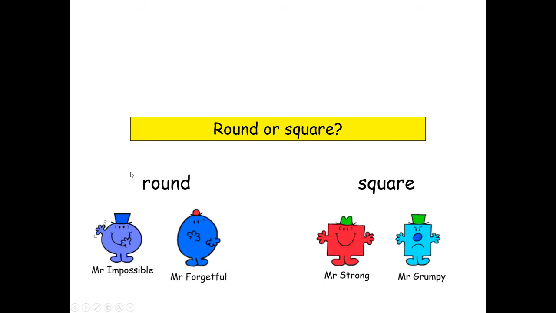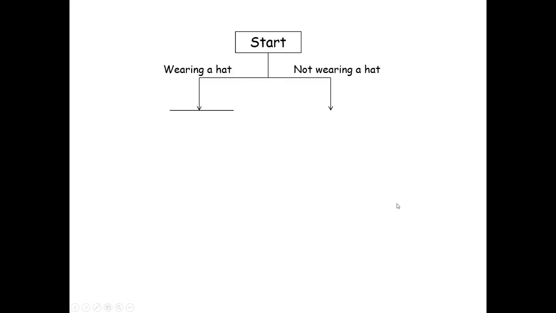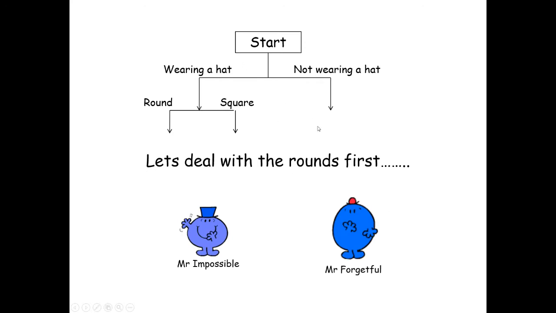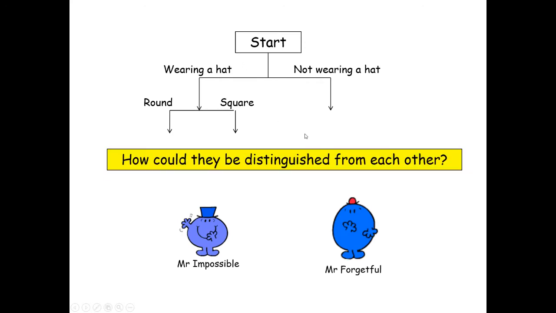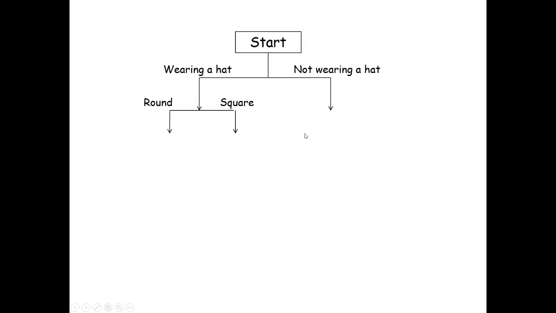For this one, you can ask the colour of the hat: colour of hat, blue, Mr. Impossible; colour of hat, red, Mr. Forgetful. And this side you could ask happy or sad. So this is what our pairs statement key would look like. So, colour of hat, blue and red.